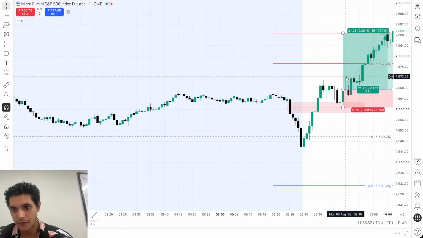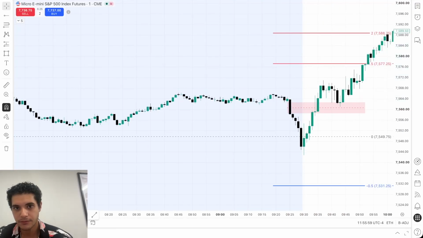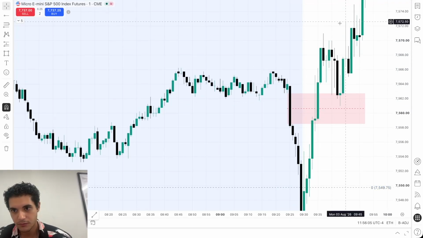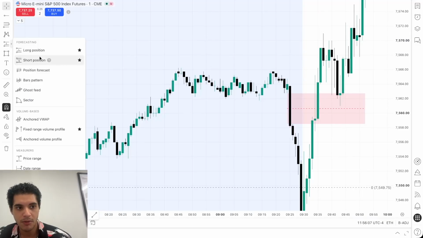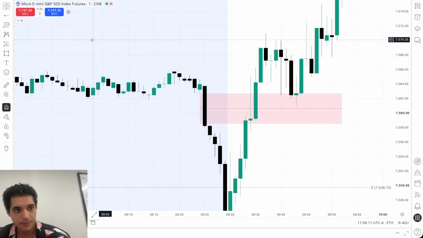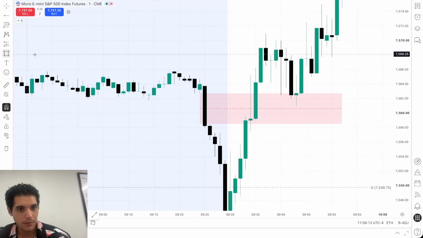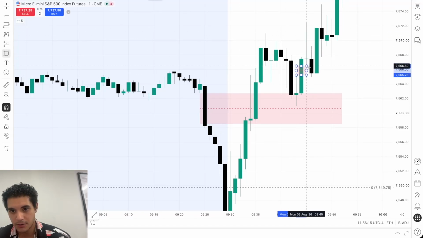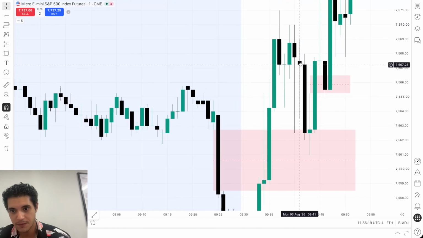Okay, but what if you missed this trade? You didn't enter in on the change in state of delivery. We broke a short-term high, and you still want to buy in on this. Okay. Let's take a look at price action here. What is this? Buy side imbalance, sell side inefficiency.